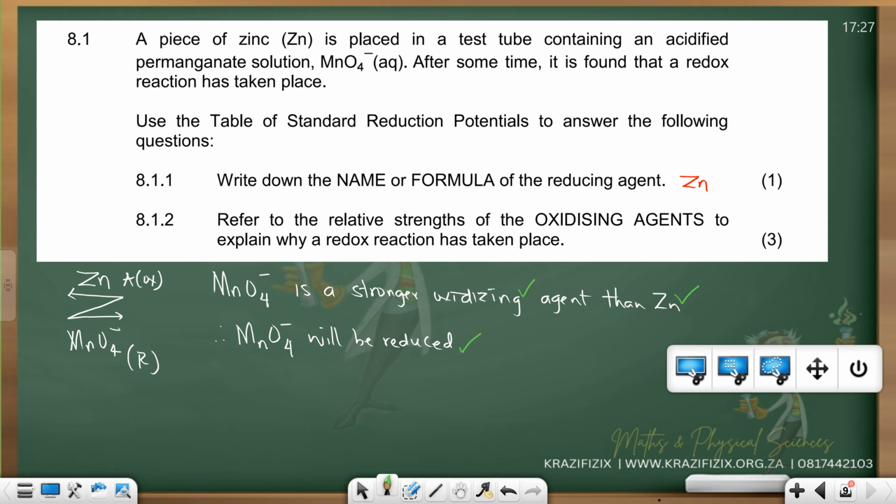3 marks. Just like that. You identify, you compare, and then you write a conclusion. 3 marks like that. Guys, are we okay with those 3 marks? Respond quickly. Don't write stories. It's 2 statements and you are done.